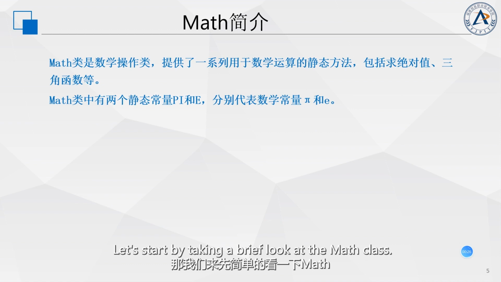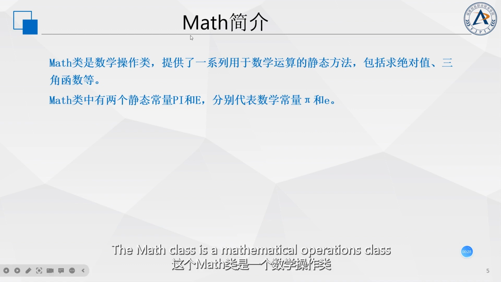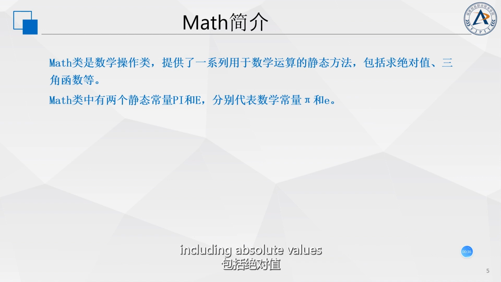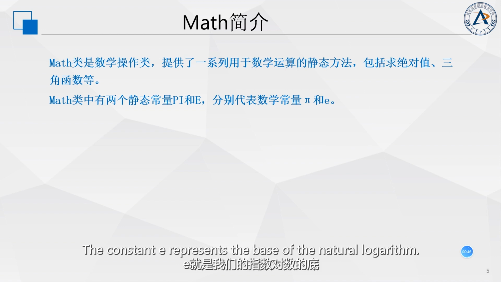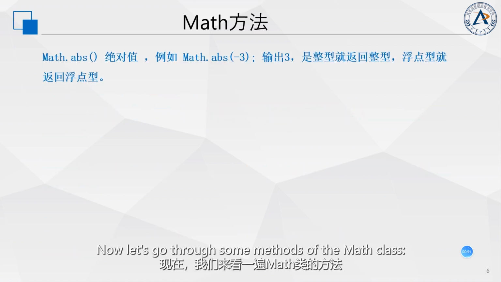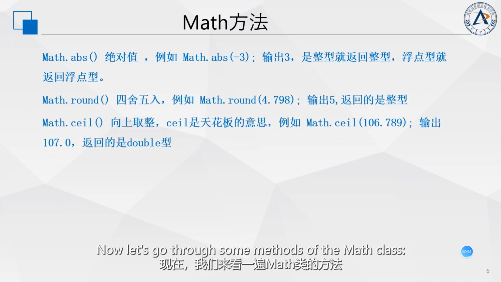Let's start by taking a brief look at the Math class. The Math class is a mathematical operations class that provides a series of static methods for mathematical operations, including absolute values, trigonometric functions, and more. It has two static constants. One is PI, and the other is E. The constant E represents the base of the natural logarithm. Now, let's go through some methods of the Math class.